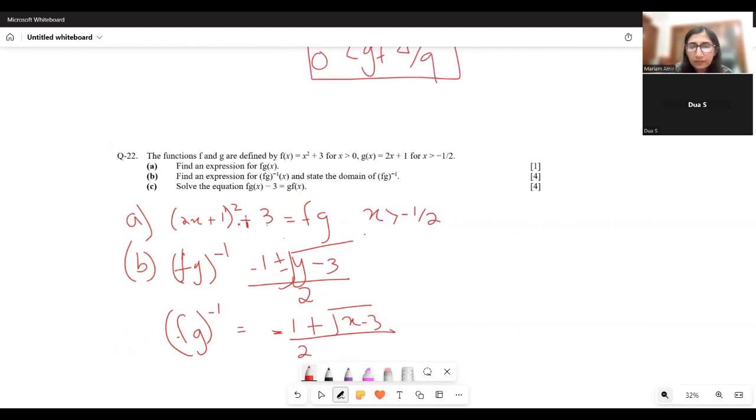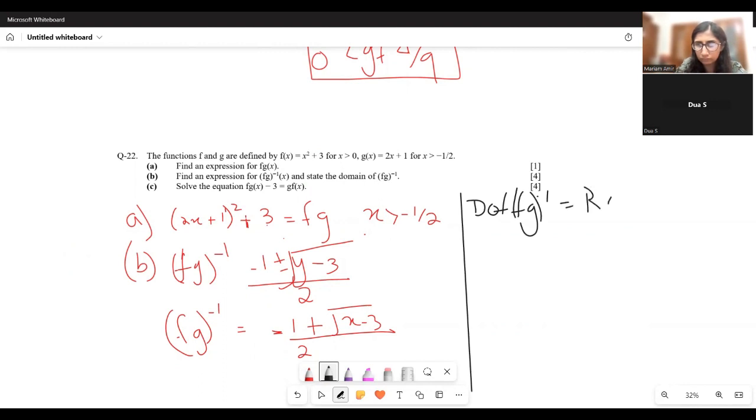Okay. And state the domain of fg inverse. So the domain of fg inverse is the range of fg. Now what is the range of fg? Is it 3? The domain is also restricted, starting from minus half. Yeah, I think so. Let's plot it and see.